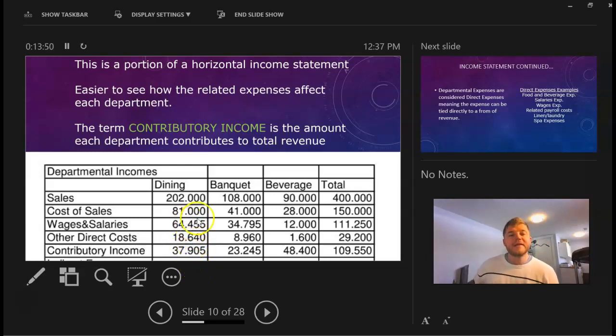When you look at this, if I had to say which department is doing the best, I would probably go to beverage, because we only had $90,000 in sales and we made $48,400. Now, again, it's not as easy to look at this and say which one is good and which one is bad, because they have a lot of different information that we don't know about yet.